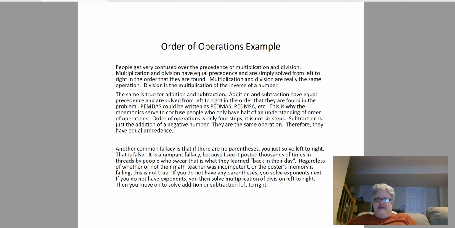People will say, well, back in my day, whenever you didn't have parentheses, you just solved it left to right. Well, that's ignoring the convention. You have four steps in order of operations regardless. If you don't have parentheses, then you look at exponents. If you don't have exponents, then you look at your multiplication and division. So even if you don't have any parentheses, you're still going to solve your multiplication and division in the order that you find them, left to right. That's just how it works. That's how it's always worked in anybody's lifetime.